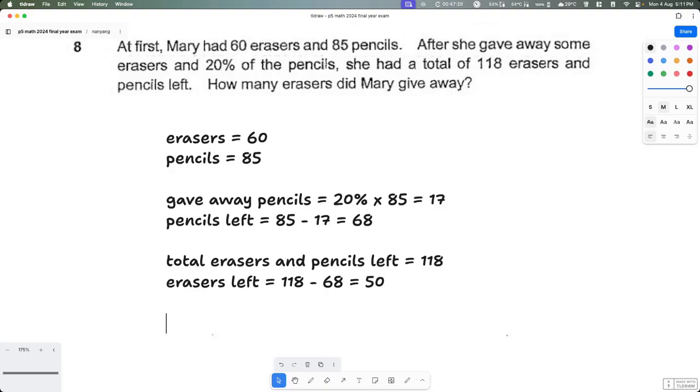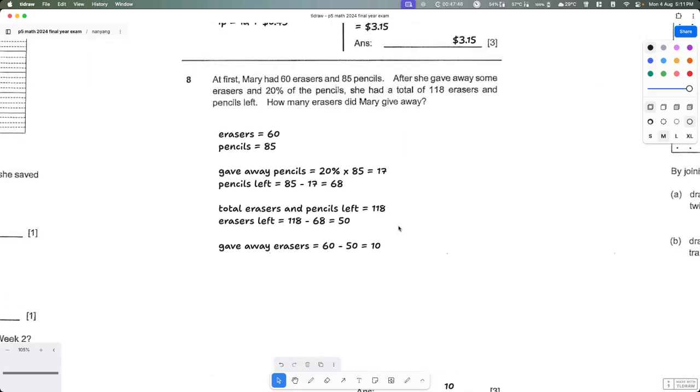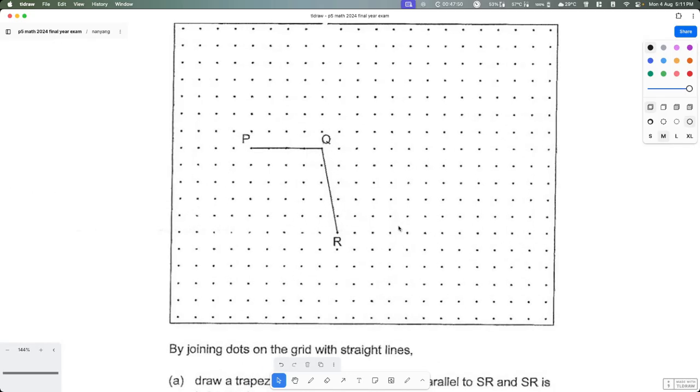Now, how many erasers did Mary give away? Erasers given away is equal to 60 minus 50. So the answer is 10. All right, there you go. So 10 erasers, just 10. Okay, let's move on to the next question, question number 9.